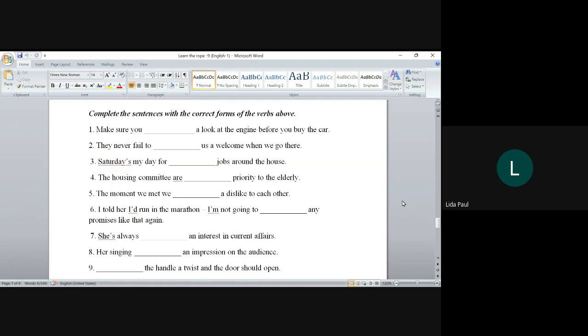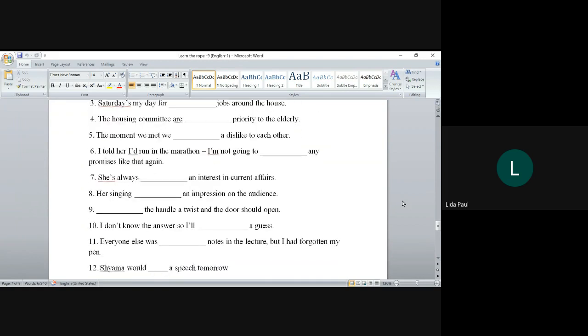Sixth one. I told her I'd run in the marathon. I'm not going to dash any promises like that again. Make any promises, right? Make a promise is the expression. Make any promises like that again.